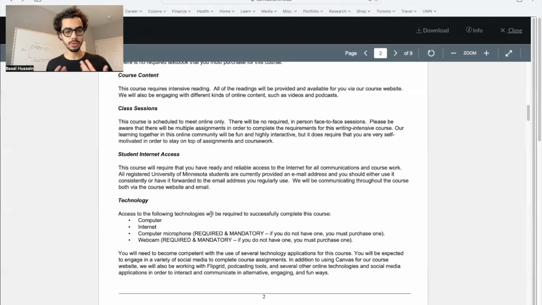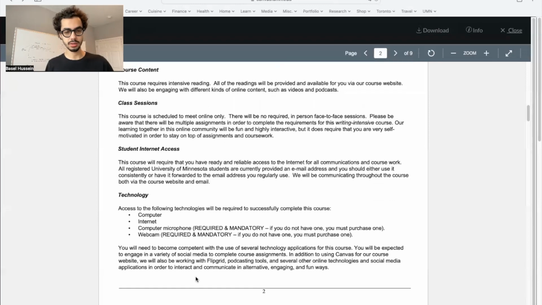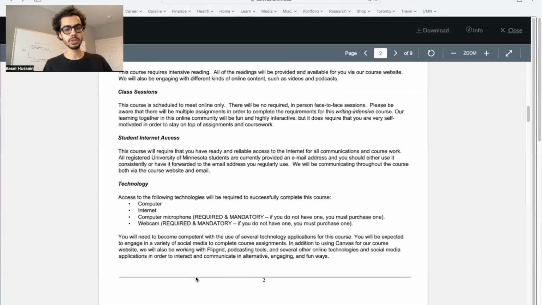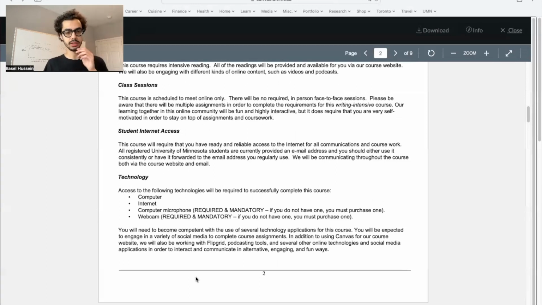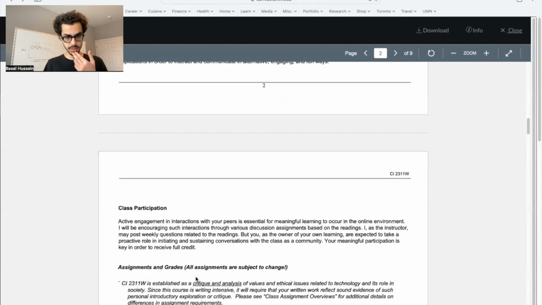You'll need a computer, internet, webcam, and microphone to record various course assignments, to be able to write and submit course assignments and papers and stuff like that. Which I'm sure most of you taking an online course already have those things.